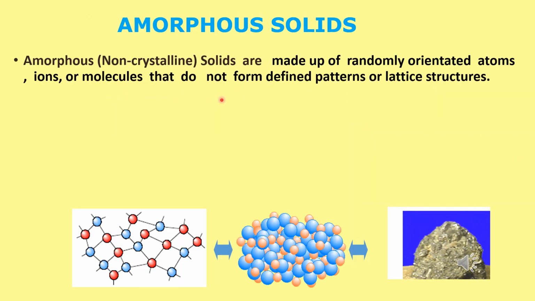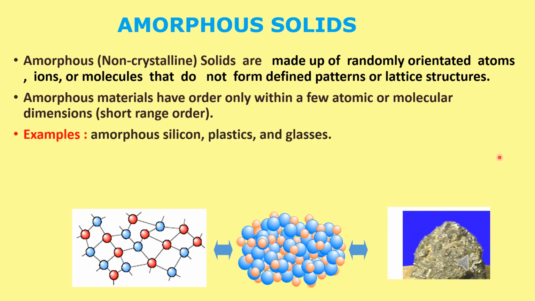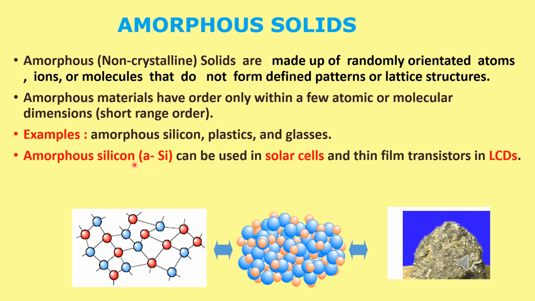In the case of amorphous materials, their ions, atoms or molecules are randomly oriented and they do not form a regular pattern. They have order only up to a few atomic or molecular dimensions. It is also known as short range order. The examples are amorphous silicon, plastics, glasses. And amorphous silicon can be used in solar cells and also for making thin film transistors in LCDs and displays.